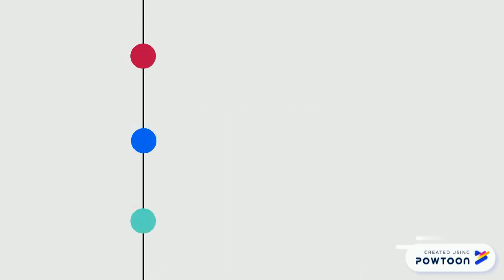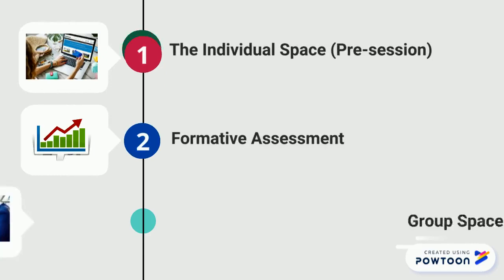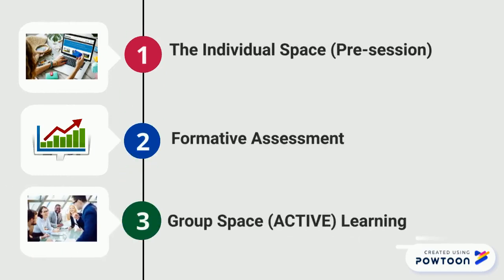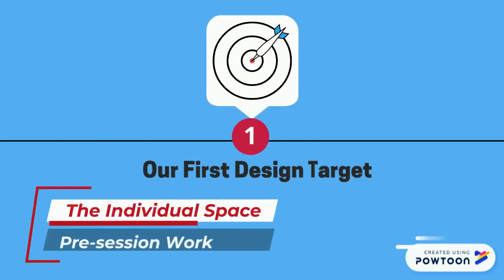To design a flipped learning experience, we need to think about the individual space before the session, formative assessment, and the group space where active learning occurs. Our first design target is the individual space, what we often call pre-session work.